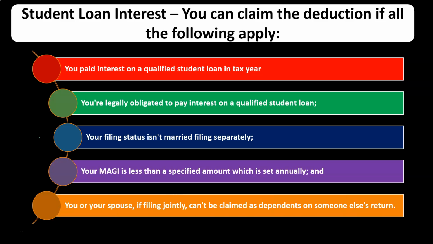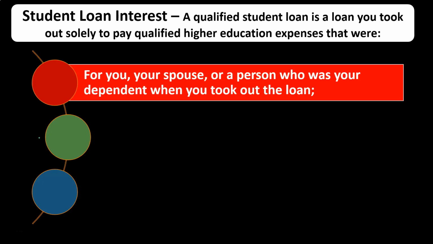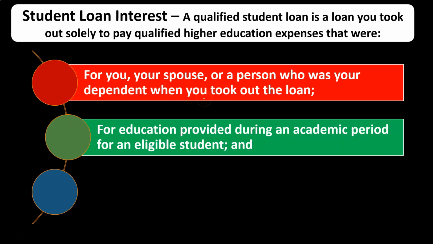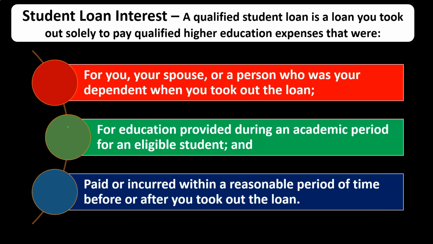You or your spouse, if filing jointly, can't be claimed as a dependent on someone else's return. So if you're claimed as a dependent or can be claimed, then possibly you won't be able to take the deduction then. Student loan interest. A qualified student loan is a loan you took out solely to pay qualified higher education expenses that were for you, your spouse, or a person who was your dependent when you took out the loan. So you can then have the dependent when the loan was taken out. Education provided during an academic period for an eligible student and paid or incurred within a reasonable period of time before or after you took out the loan.